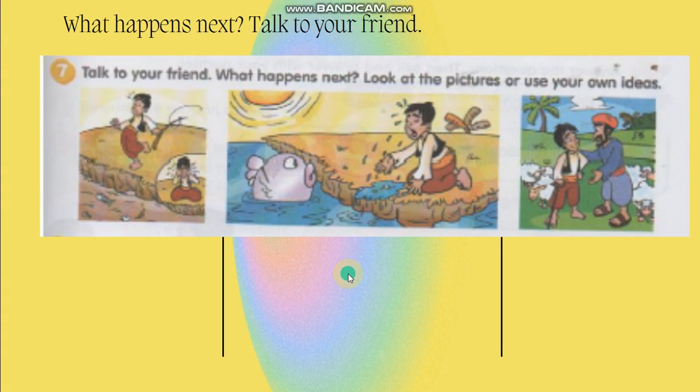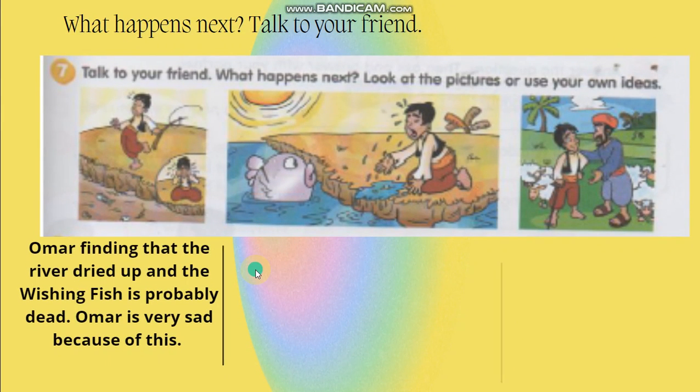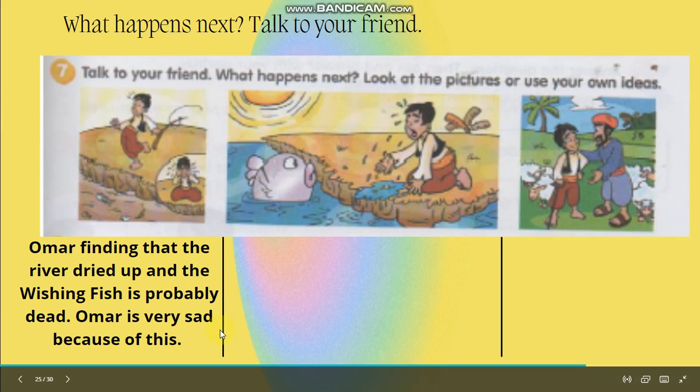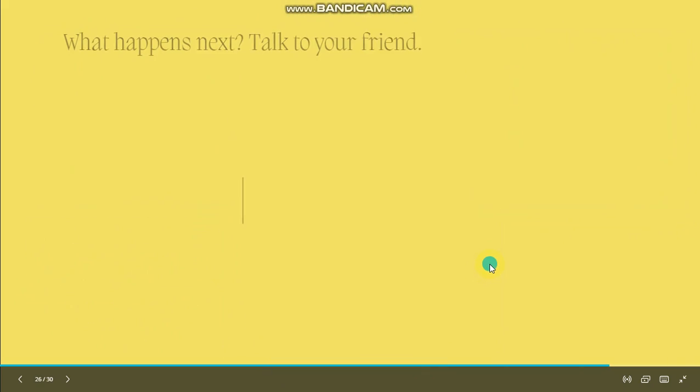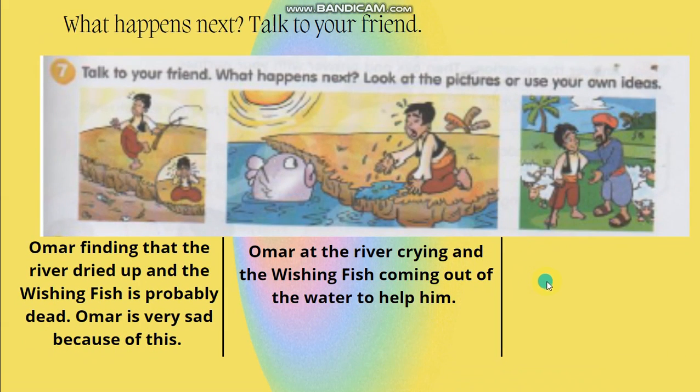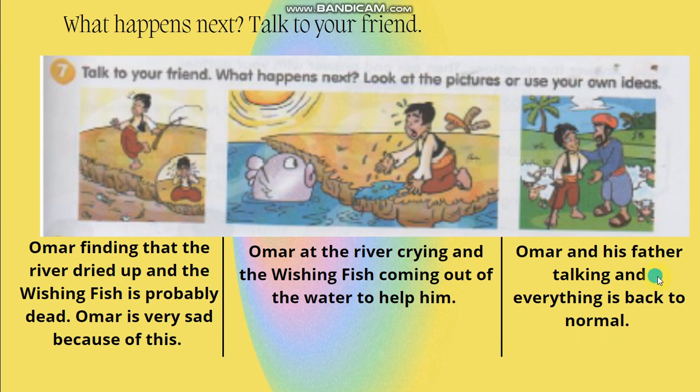What happens next? Talk to your friend. Look at picture number 1. Omar finds that the river has dried up and the wishing fish is probably dead. Omar is very sad because of this. Okay, picture number 2. Omar at the river crying and the wishing fish coming out of the water to help him. And picture number 3. Omar and his father talking and everything is back to normal.